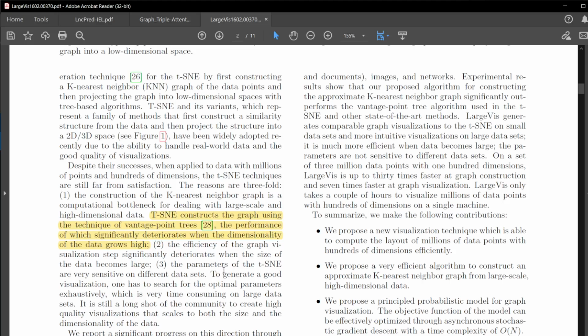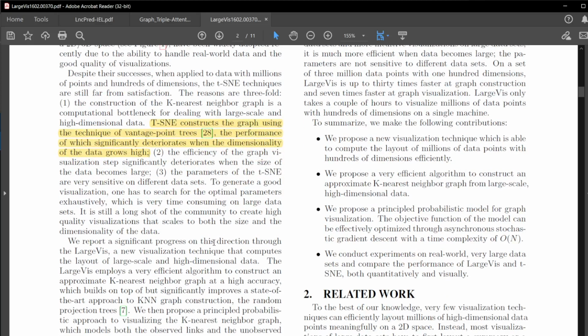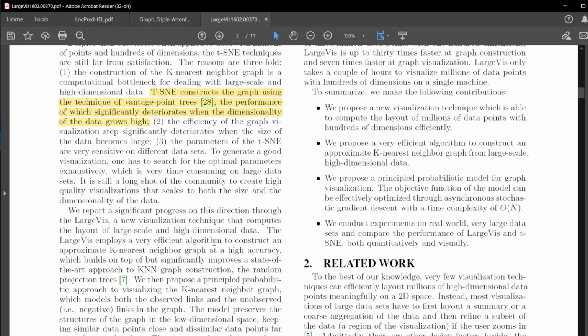We report a significant progress in this direction through the LargeVis, a new visualization technique that computes the layout of large-scale and high-dimensional data. The LargeVis employs a very efficient algorithm to construct an approximate k-nearest neighbor graph at a high accuracy, which builds on top of but significantly improves a state-of-the-art approach to KNN graph construction, the random projection trees, [7]. We then propose a principled probabilistic approach to visualizing the k-nearest neighbor graph, which models both the observed links and the unobserved, i.e., negative, links in the graph. The model preserves the structures of the graph in the low-dimensional space, keeping similar data points close and dissimilar data points far away from each other.